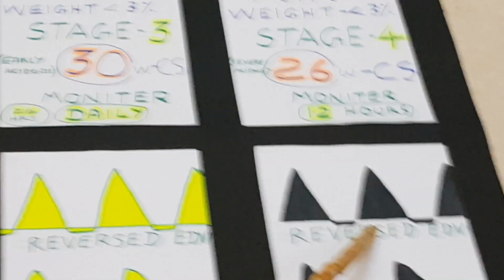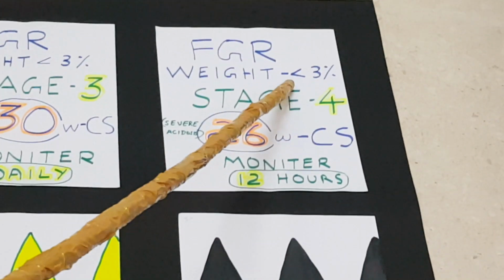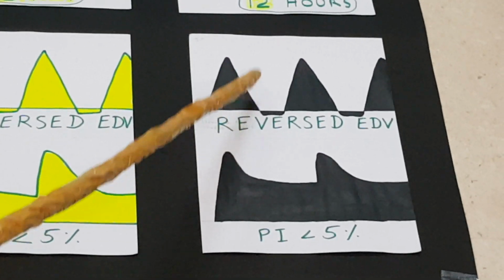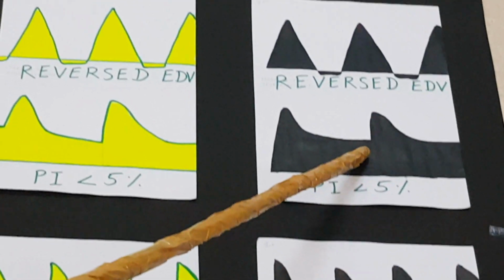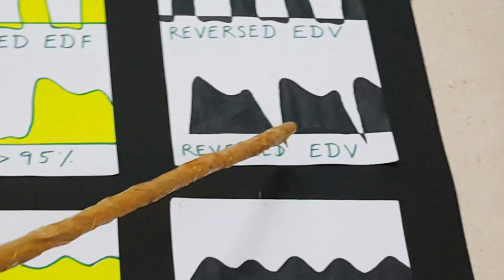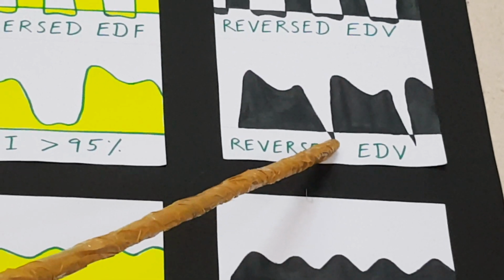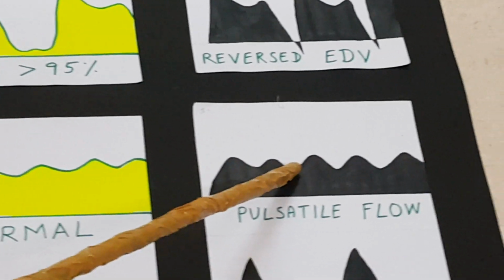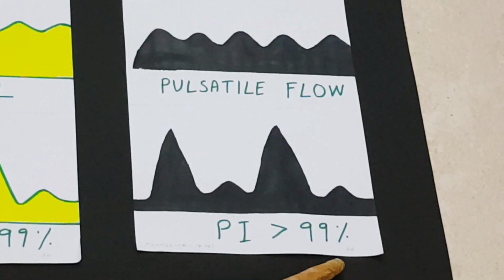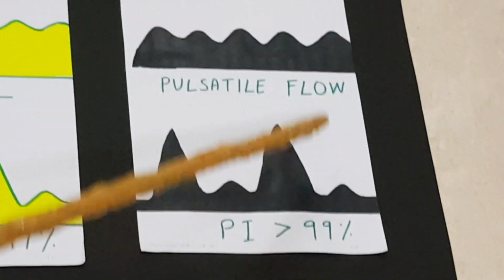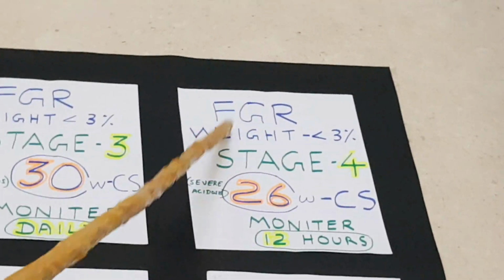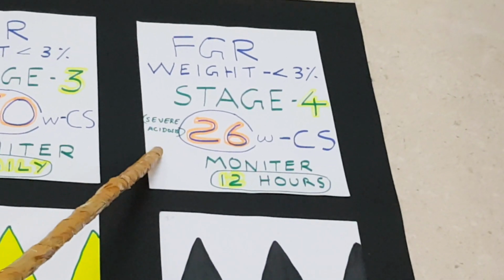The last scenario is FGR with weight less than third percentile. Here the umbilical artery shows reversed end diastolic flows, MCA shows PI less than fifth percentile, aorta shows reversed end diastolic flows, the ductus venosus also shows reversed end diastolic flows, umbilical vein shows pulsatile flows, and the uterine artery shows PI more than 99th percentile. This combination classifies the fetus into stage 4 FGR, which means severe acidosis.